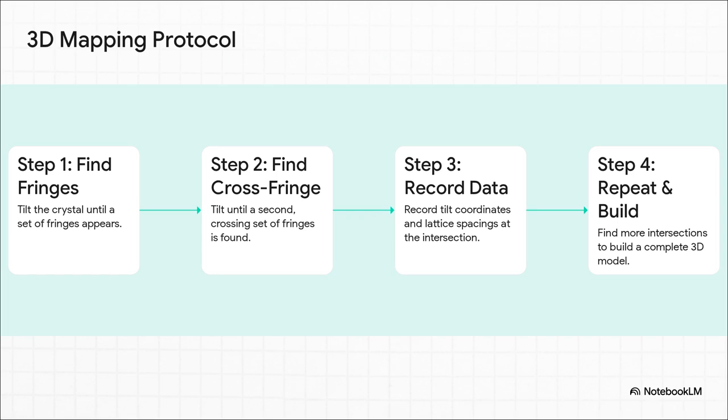First, you tilt the crystal around until you see a nice, clear set of fringes. Then you lock onto that and tilt along the fringe line until a second set appears, crossing the first one. That's a cross fringe. It's like a major intersection on your map. You record the coordinates, the spacings, and then you just repeat the process, finding more intersections to build out a complete 3D model. You're literally navigating from one landmark to the next.